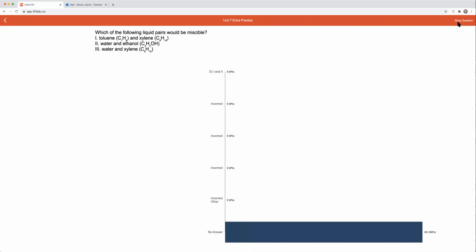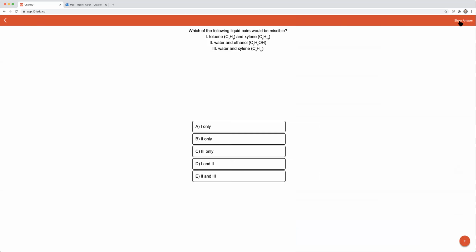So now we're going to move into solubility. Everything we've done up to this point was really lesson 1, and now we're going to start doing a few from lesson 2, which focuses on solubility. In this one, we're asked to determine which pairs of liquids would be miscible. So we need to remember what we mean by miscible. That means they dissolve each other perfectly. They form homogeneous solutions together in any proportion.